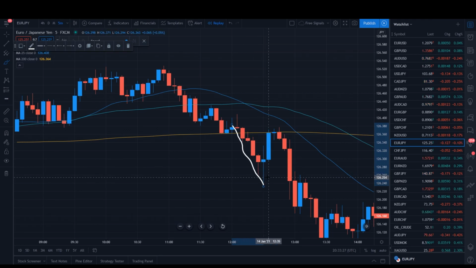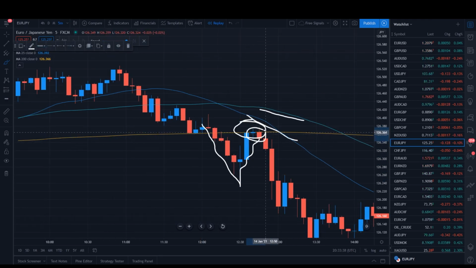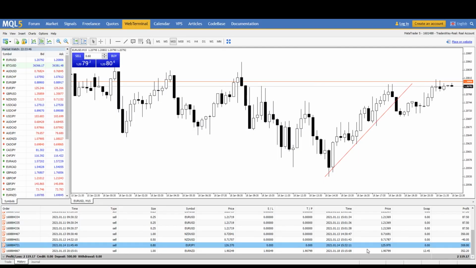Once it broke like this, I knew it would pull back towards the 200 moving average as well. Bearish engulfing candle once again, go down. This was a very nice trade on Euro Japanese Yen, $308 in profit, and it was a very quick one as well. A couple of hours it was open.